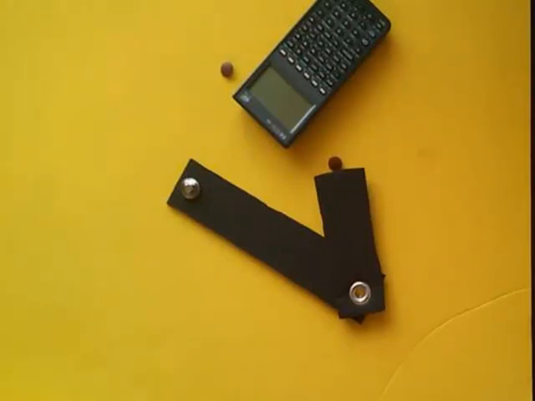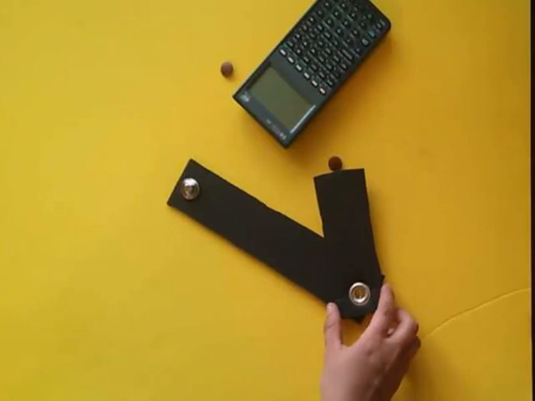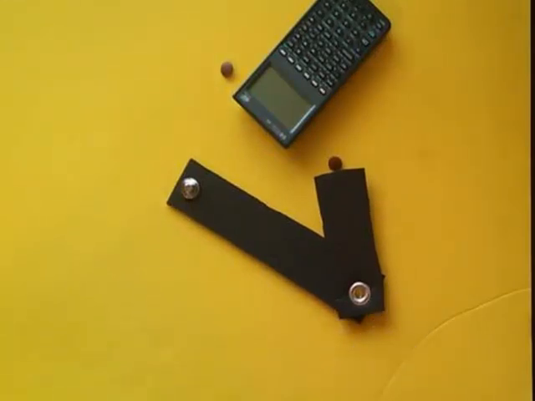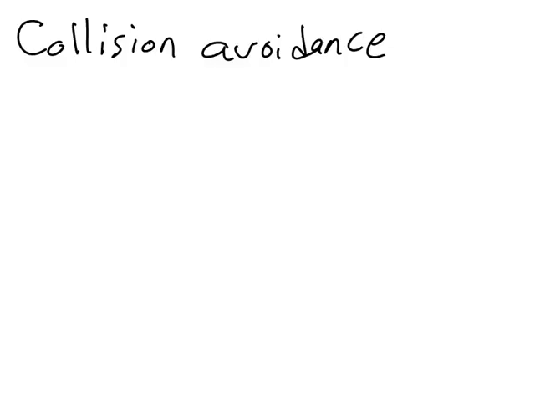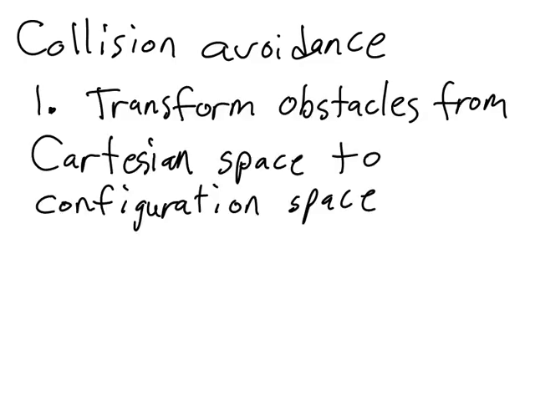So the solution that we're going to learn today is a solution that becomes very complex as our manipulator becomes more complex. And it may not be the optimal solution, it's only an approximate solution. The solution to the collision avoidance problem has 2 steps. Step number 1 is to transform all of the obstacles that we have in our Cartesian space over to configuration space.